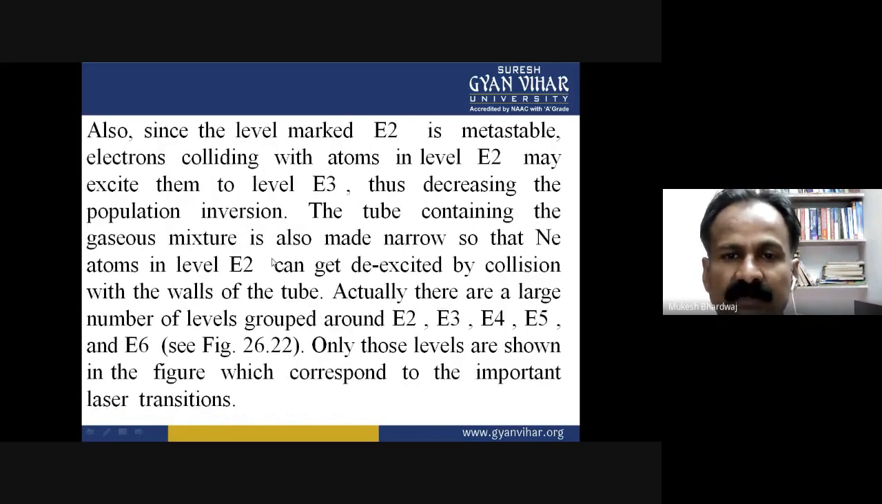Also, since the level marked E2 is metastable, electrons colliding with atoms in level E2 may excite them to level E3, thus decreasing the population inversion. The tube containing the gaseous mixture is also made narrow so that neon atoms in level E2 can get de-excited by collision with the walls of the tube. Actually, there are a large number of levels grouped around E2, E3, E4, E5, and E6, which we had seen in the figure. Only those levels are shown which correspond to the important laser transitions.